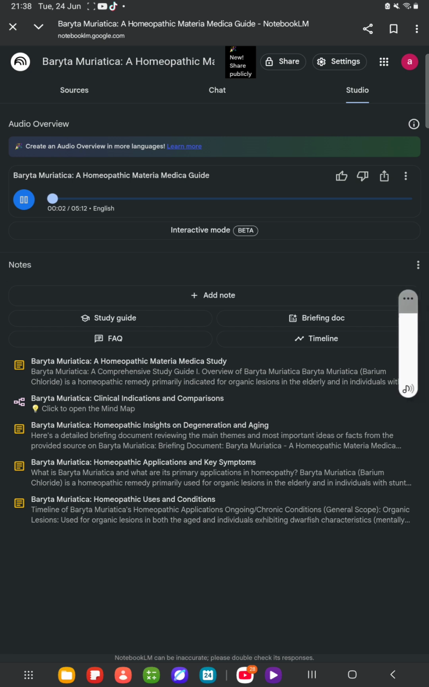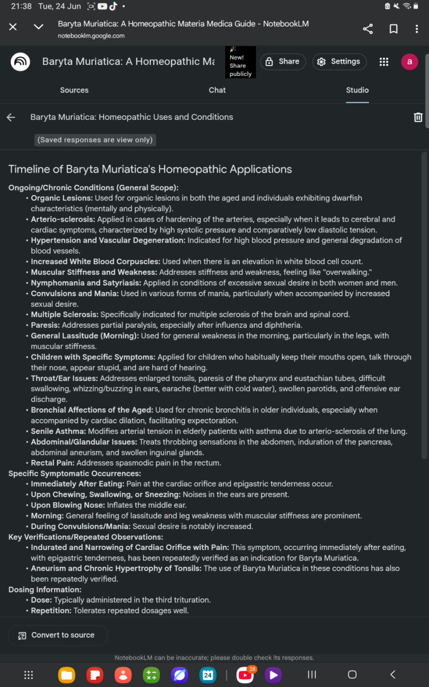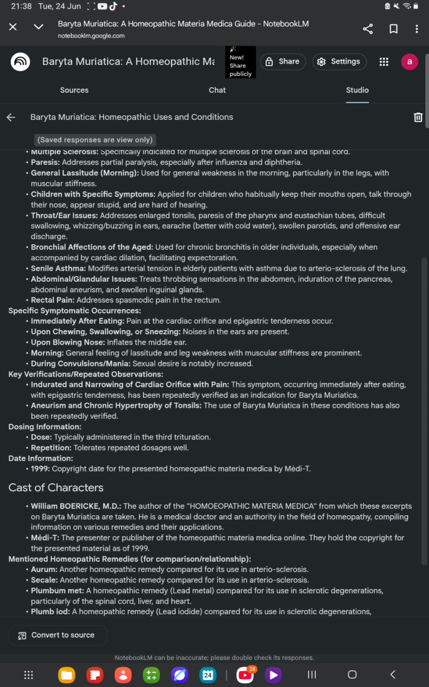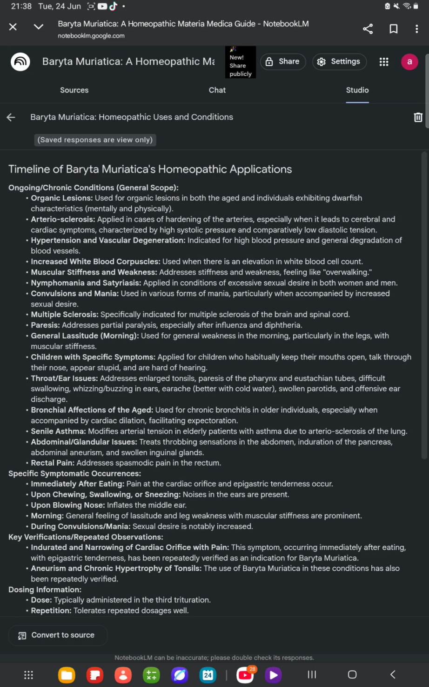Today we're digging into a really specific source, Baryta Muriatica from William Boericke's Homeopathic Materia Medica. That's right, barium chloride, as described in this historical text. Exactly. And our mission really is to pull out the key insights, what this substance was historically linked with according to Boericke. Kind of a shortcut through a dense text.